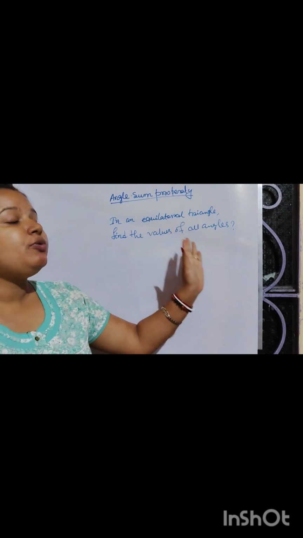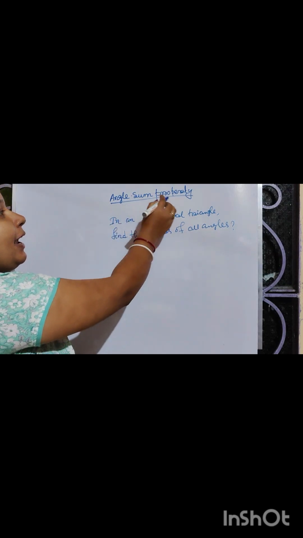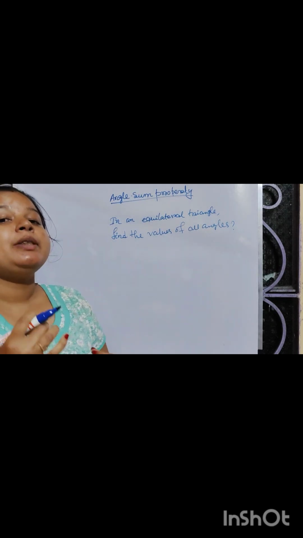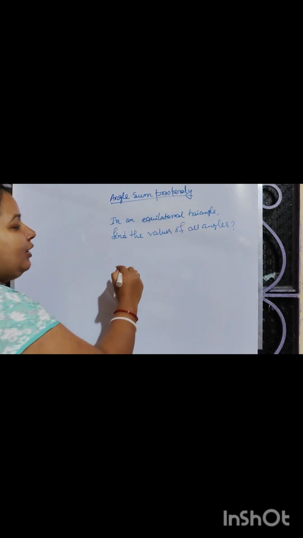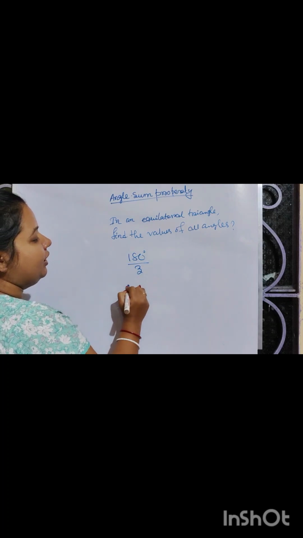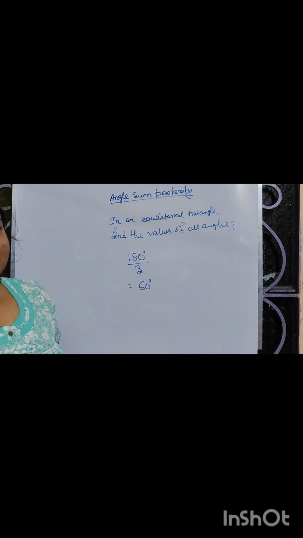So as in an equilateral triangle all the angles are equal, and again from the angle sum property we know that the sum is 180 degree. So what will be the value of an individual angle? 180 degree divided by 3. So 60 degree. This is the answer.